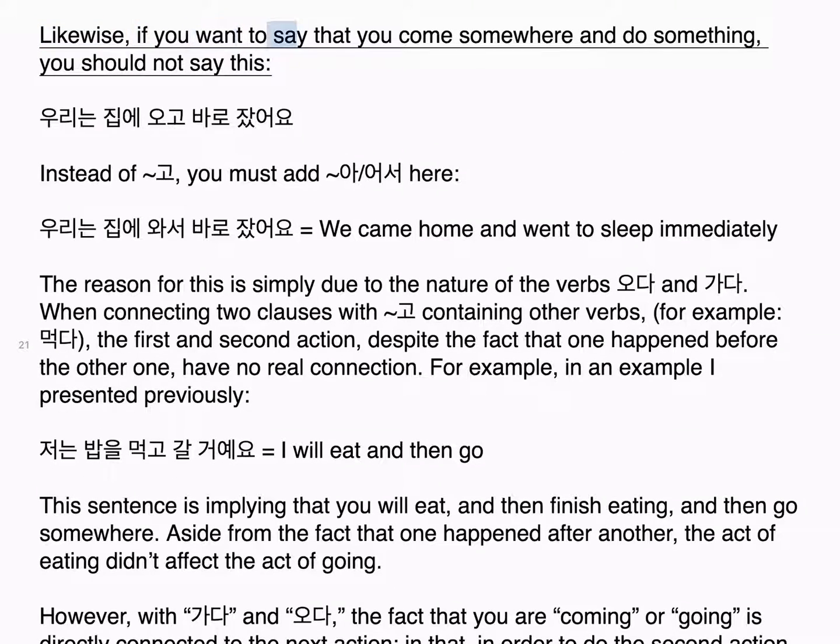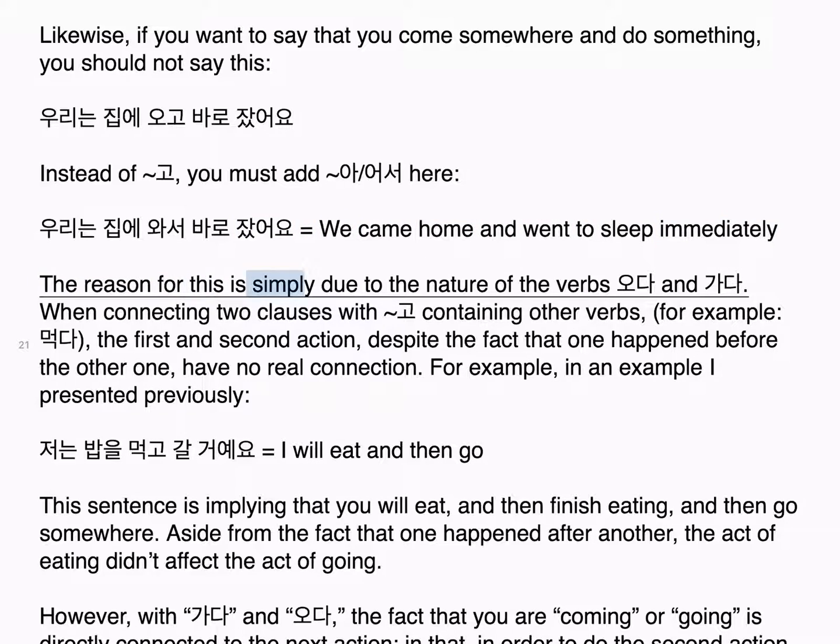Likewise, if you want to say that you come somewhere and do something, you should not say this. 우리는 집에 오고 바로 잤어요. Instead of 고, you must add 어서 here. 우리는 집에 와서 바로 잤어요. We came home and went to sleep immediately.